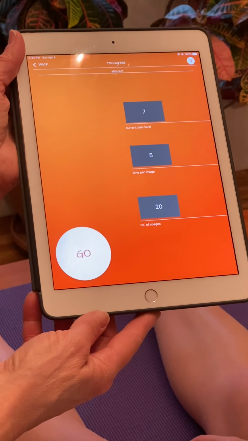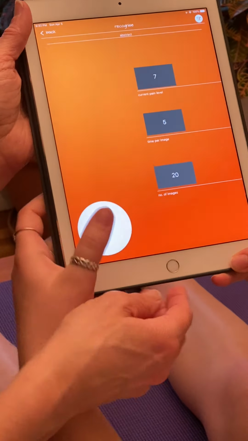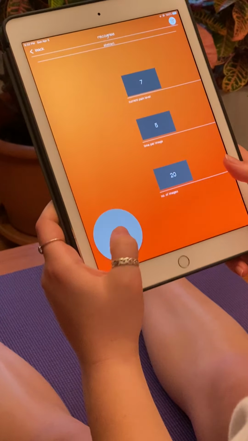All right, so this is the hardest one. Let's see how you do on this. You'll probably rock this one, right? All right, go ahead.